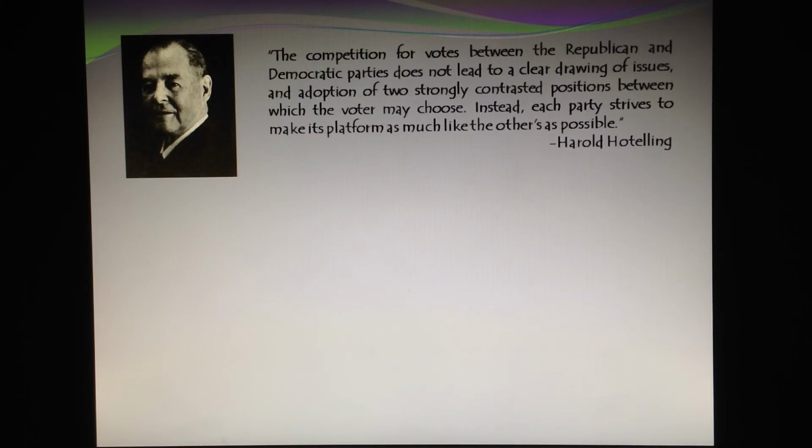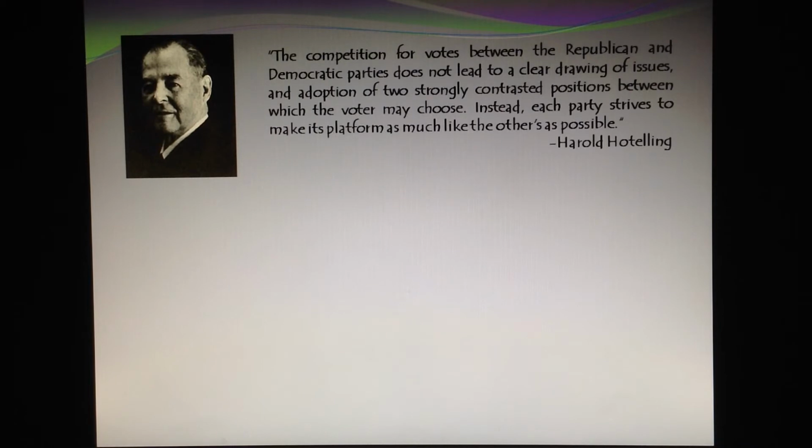The median voter theorem was first introduced by a man named Harold Hotelling in 1929. In his article titled Stability in Competition, he wrote, "The competition for votes between the Republican and Democratic parties does not lead to a clear drawing of issues and adoption of two strongly contrasted positions between which the voter may choose. Instead, each party strives to make its platform as much like the others as possible."